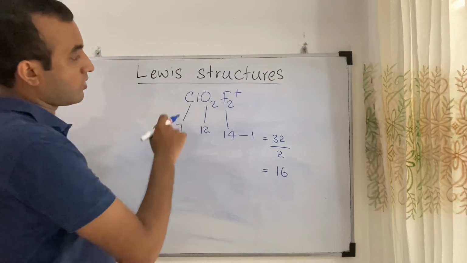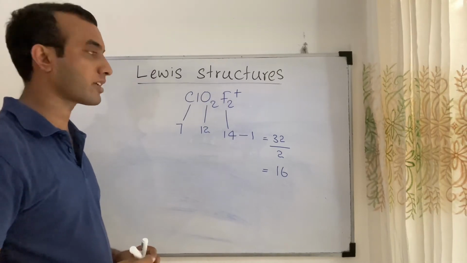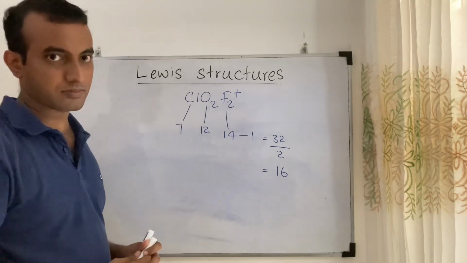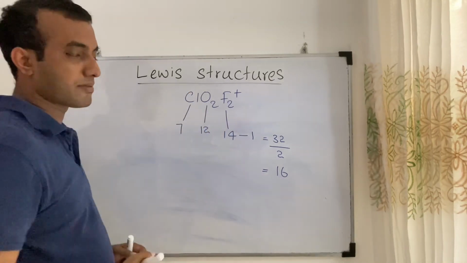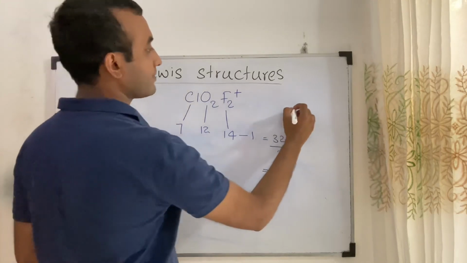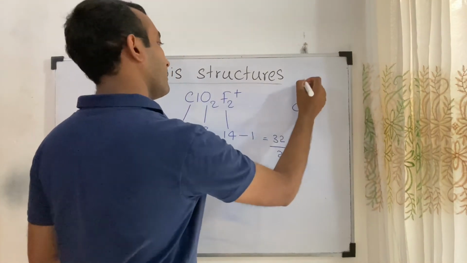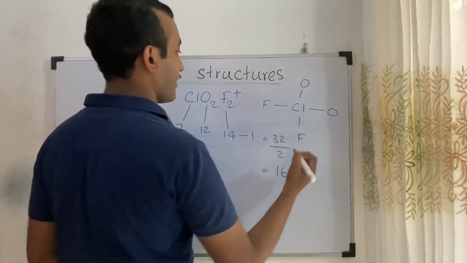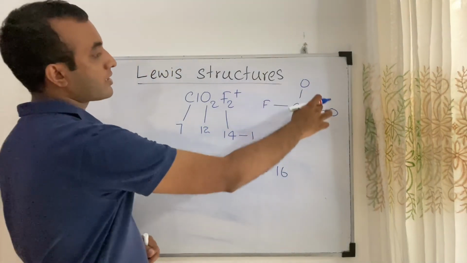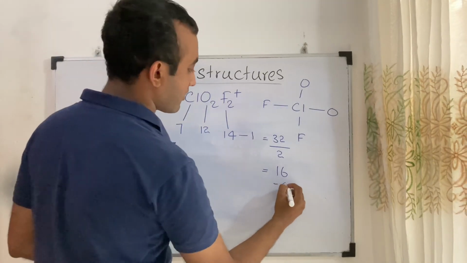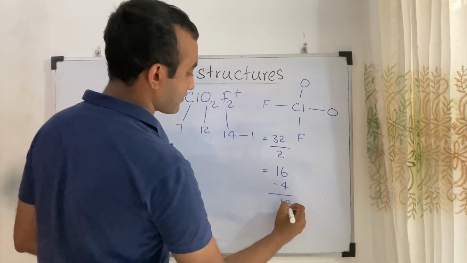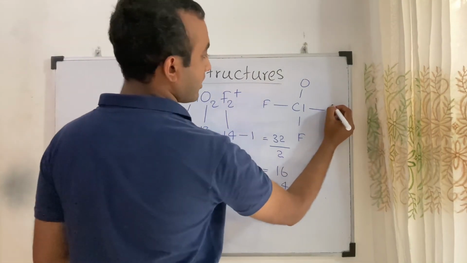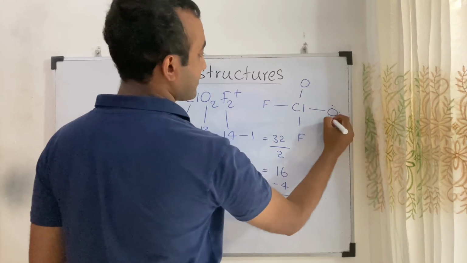So as we all know, according to the Pauling scale, chlorine has an electronegativity of 3, oxygen 3.5 and fluorine 4. So chlorine becomes the central atom in this molecule. So because of these 4 bonds, we should subtract 4 pairs. So we get 12. So we should distribute these 12 pairs starting from the terminal atoms.